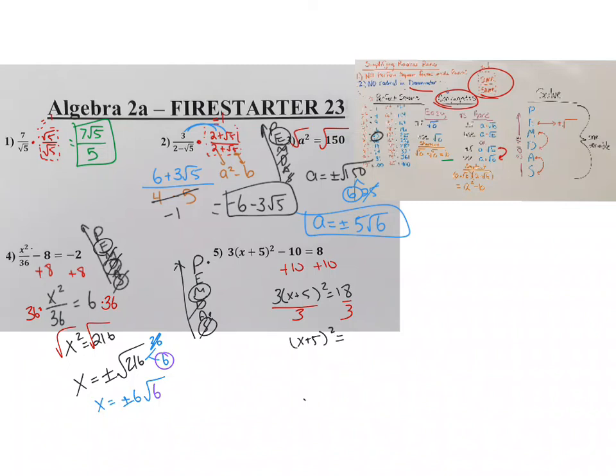But even if 18 over 3 was not nice, I'm still going to divide at that point. Now I have to square root both sides because there is an exponent. And the addition is still inside the parentheses. So I end up with x plus 5 equals plus or minus the square root of 6. And now I can finally get rid of my addition. So my best answer is x equals negative 5 plus or minus the square root of 6. And that's it. Done.